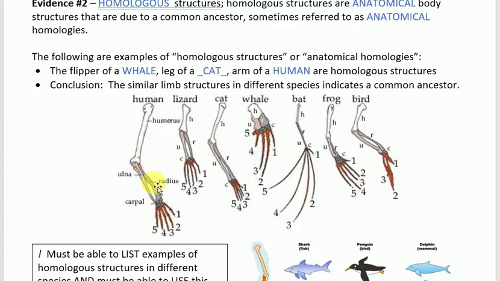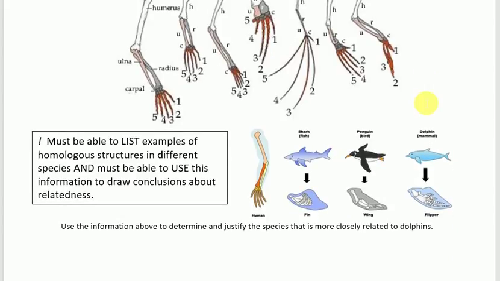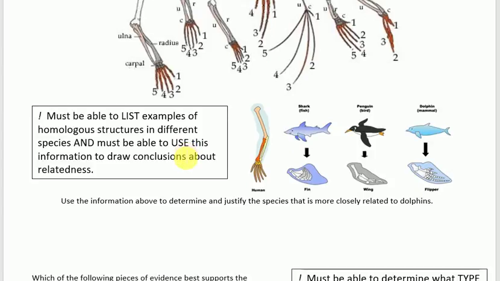We've got these 2 bones and we've got those 5 fingers or phalanges there, right? Same thing in the lizard, same thing in the cat, same thing in the whale, same thing in the bat. It just goes on and on. So again, you must be able to list examples of homologous structures in different species and be able to use the information to draw a conclusion about relatedness.